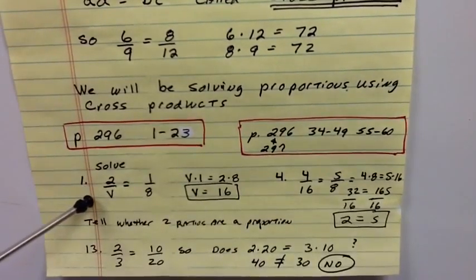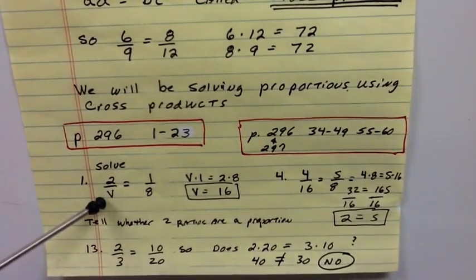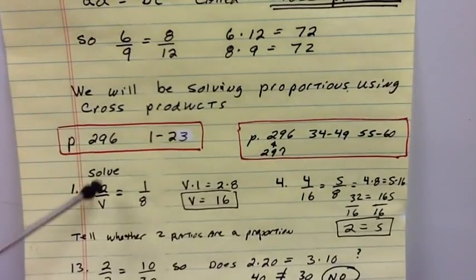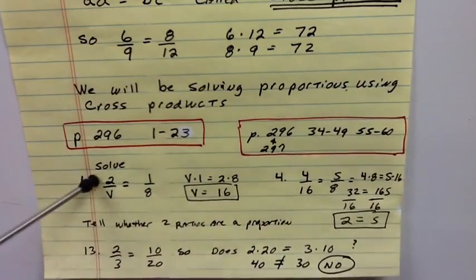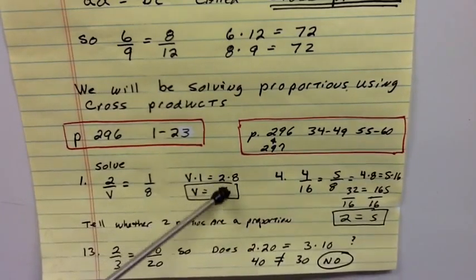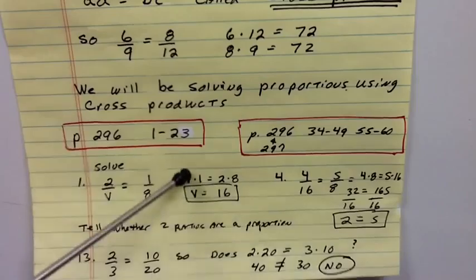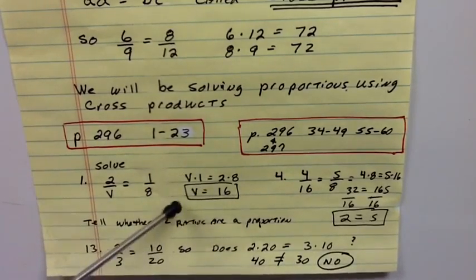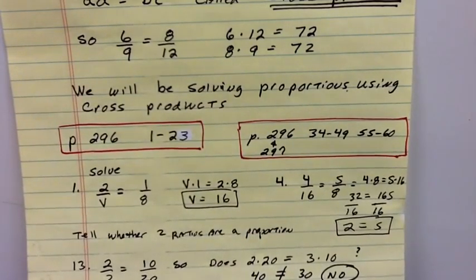So the first one, number 1, says I have 2 over v equals 1 over 8. So I cross multiply. 2 times 8 is 16. 1 times v is v, so my answer comes out as 16.